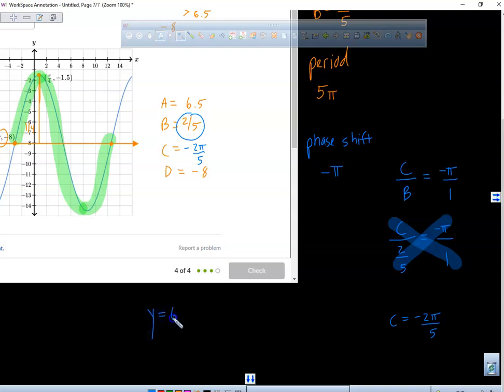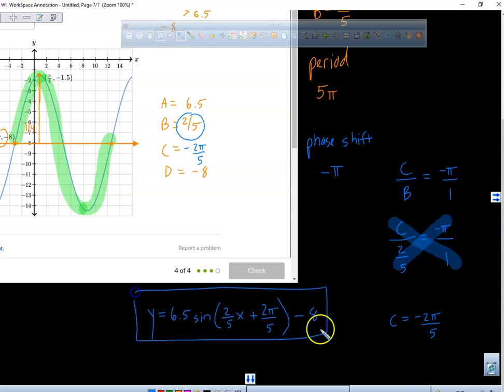Y equals my A value, which is 6.5, times the sine of my B value, which is 2/5 of x plus 2 pi over 5 minus 8. So that's what I got to type into Desmos to check it out.